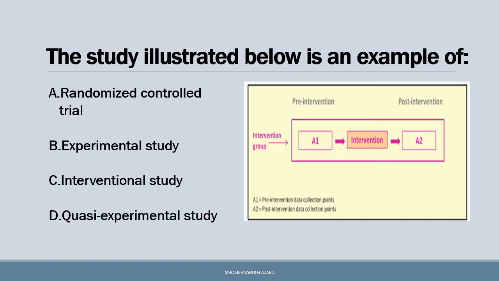The study illustrated is an example of: is it a randomized controlled trial, experimental, interventional, or quasi-experimental study? As you can see, there's just one intervention group, then measurements are done during the pre-intervention before the intervention was given, then another measurement at the post-intervention. So this is a D, quasi-experimental study.